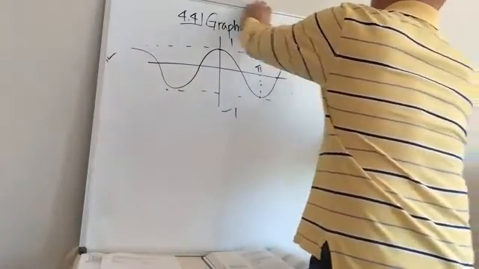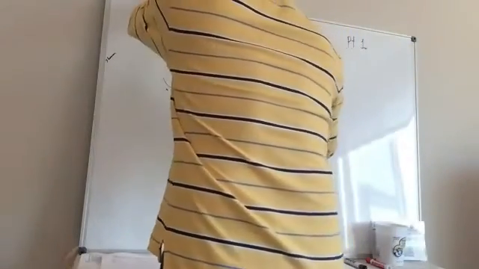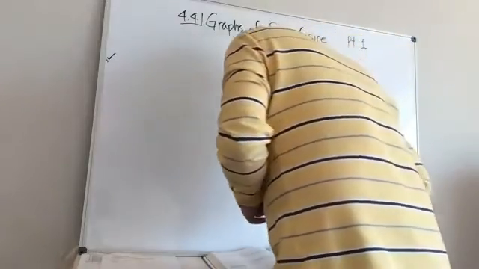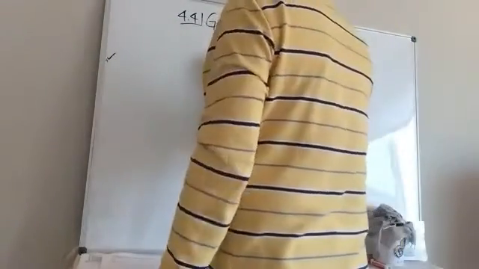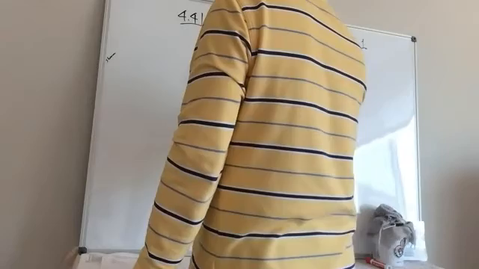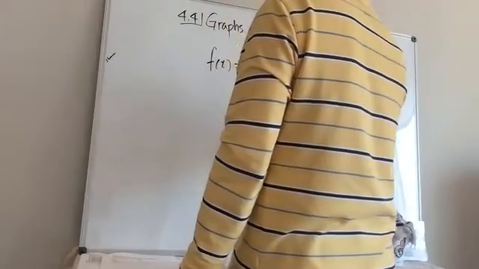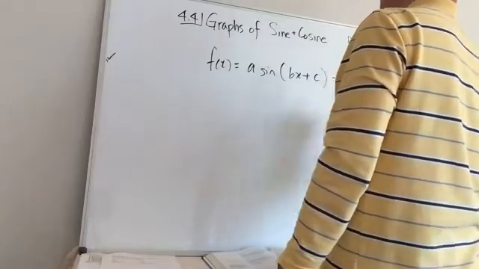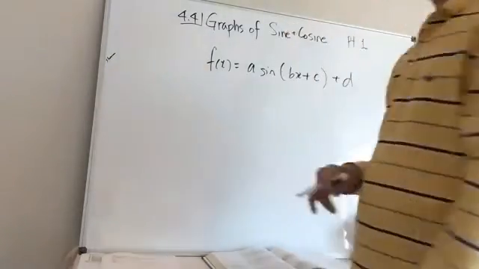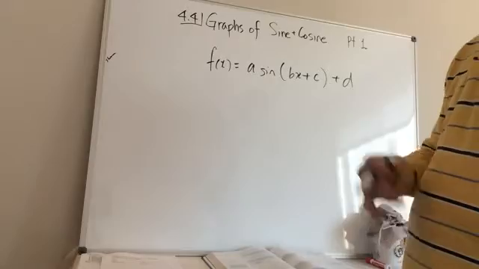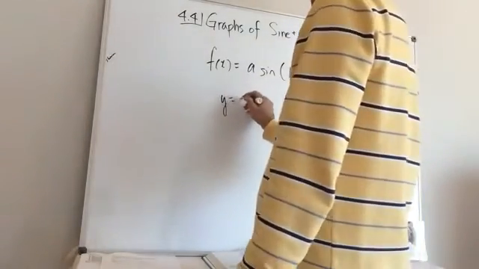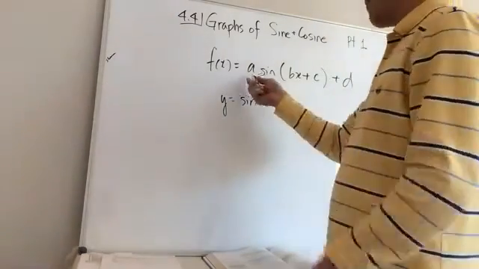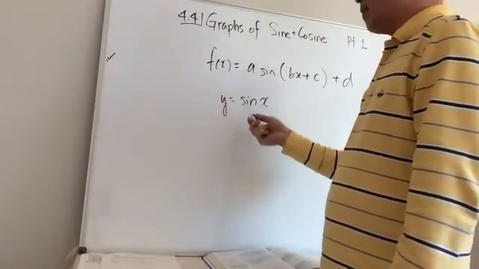On page 352, we have a definition of a sinusoid. A function is a sinusoid if it can be written in the following manner: a sine of (bx + c) plus d. Okay? So this is what it looks like. So the first function that we looked at, y equals sine x, what would a be here?